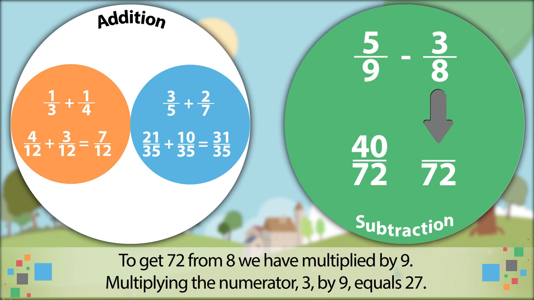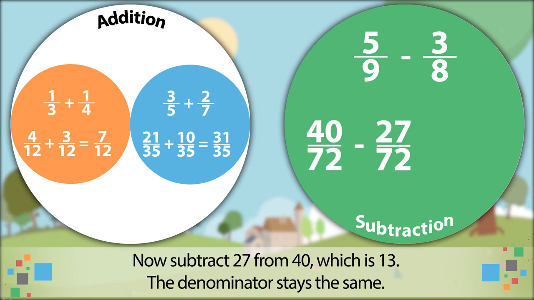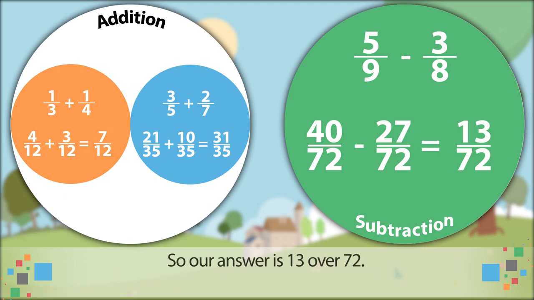To get 72 from 8, we have multiplied by 9. Multiplying the numerator, 3, by 9 equals 27. Now subtract 27 from 40, which is 13. The denominator stays the same, so our answer is 13 over 72.